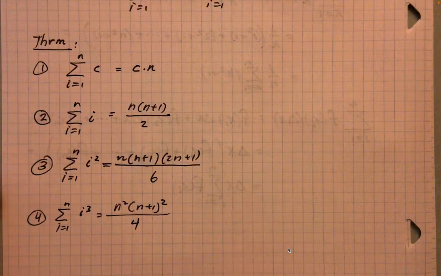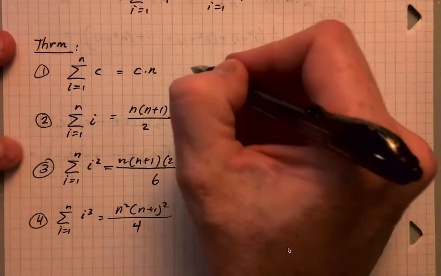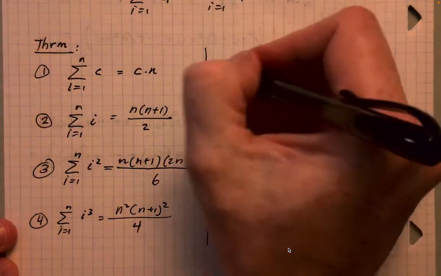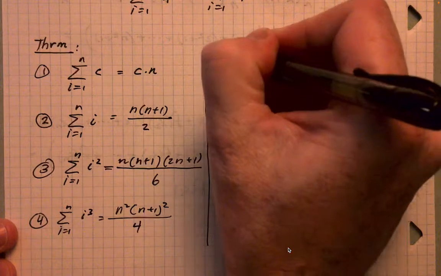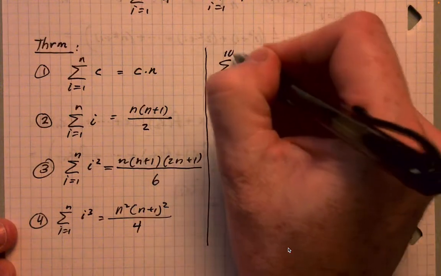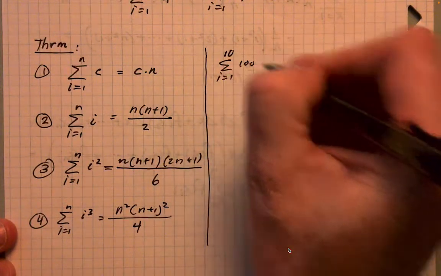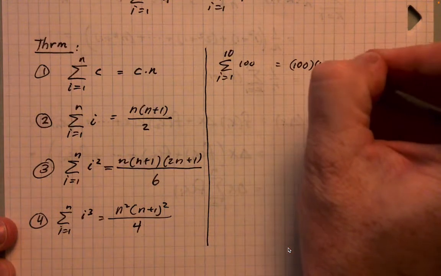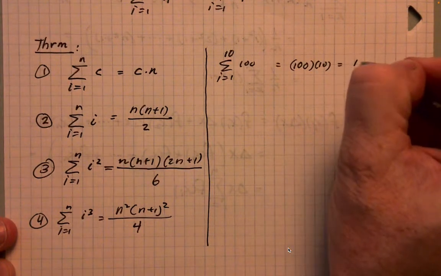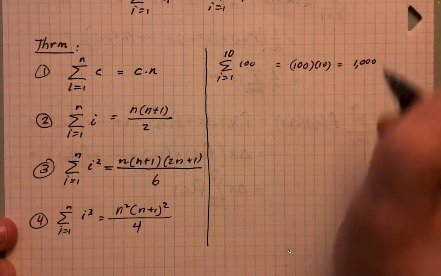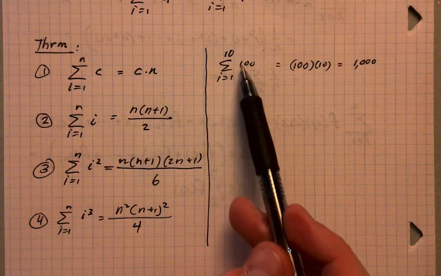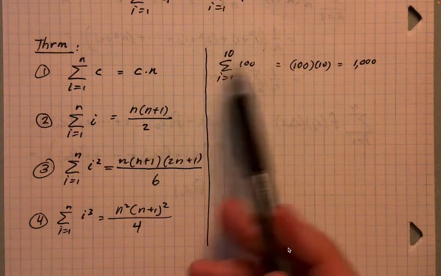So let's do a very quick example here of each of these. We'll just put a little example off to the side for each of these. So the sum of i equals 1 to 10 of 100. Well, that's just 100 times 10, so I guess that's 1,000. Now remember, this is just 100 plus 100 plus 100, 10 times.